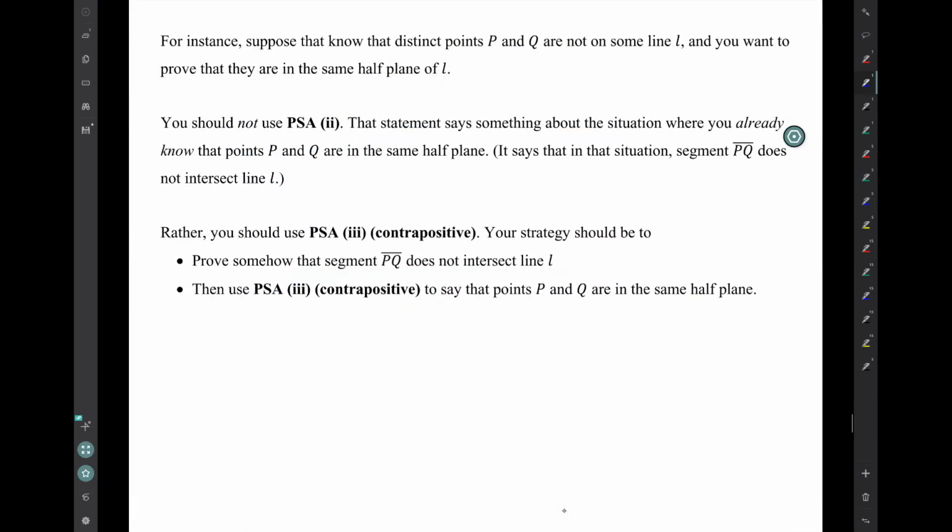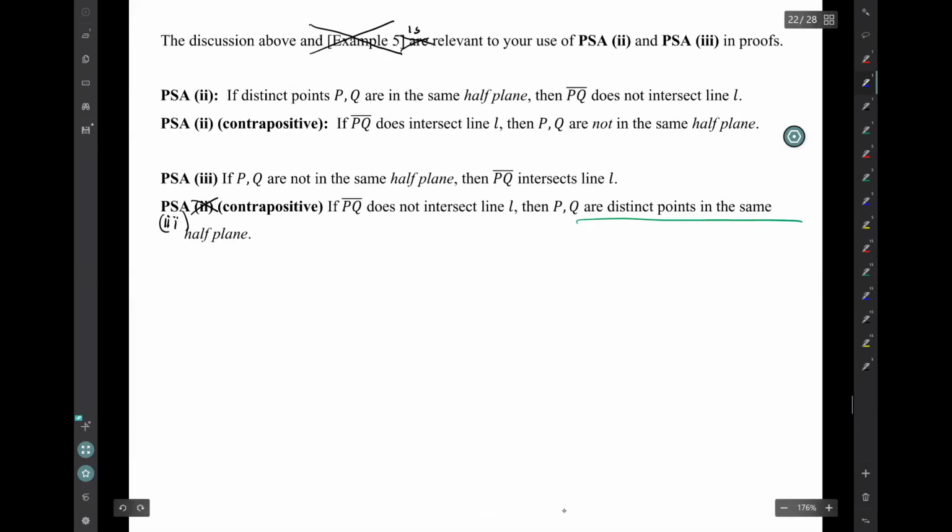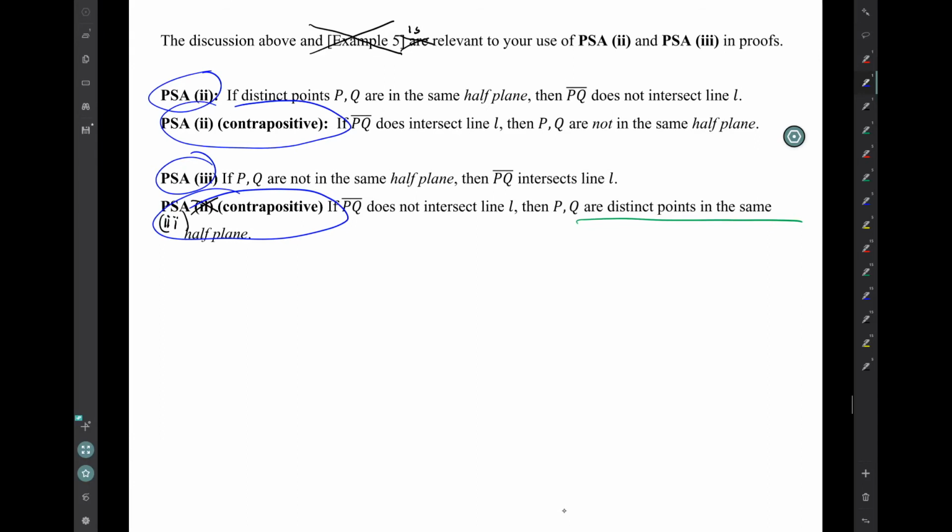So this very careful reading of these conditional statements and their contrapositives, PSA 2 and its contrapositive, PSA 3 and its contrapositive, that is what section 4.1 is largely about, being very careful to pick out which of these four statements you can use to prove something that you need to prove.